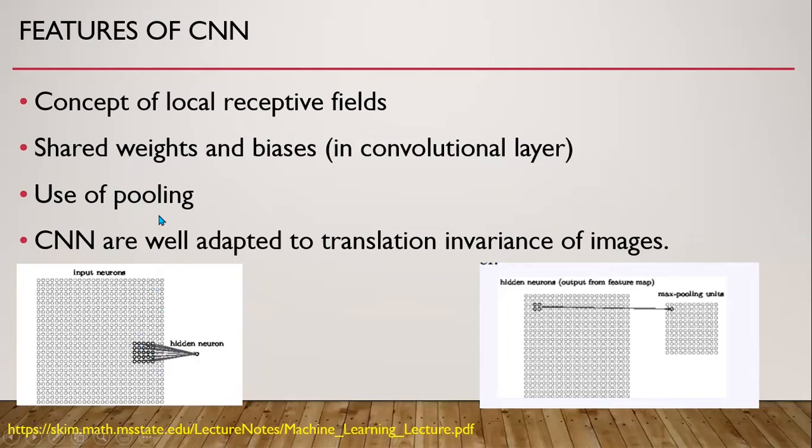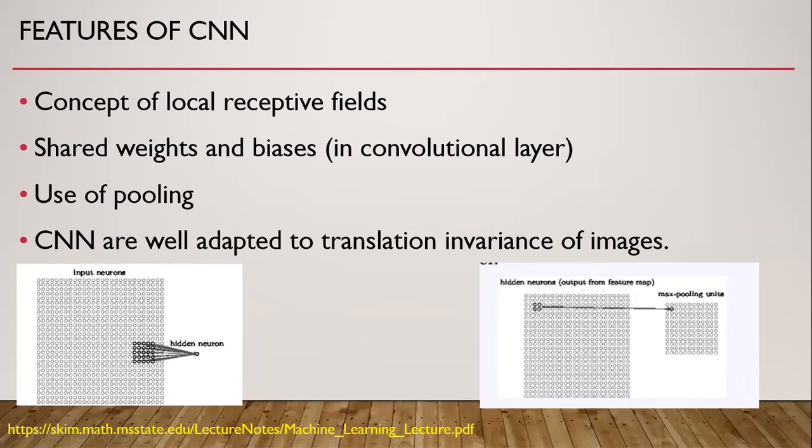Then there is a concept of pooling in CNN. By pooling, I mean that the adjacent pixels are pooled to reduce the trainable parameters. And the fourth feature of CNN is that CNNs are well adapted to translation invariance of images. By translation invariance, I mean that if the image is shifted, even then CNN can identify the object.